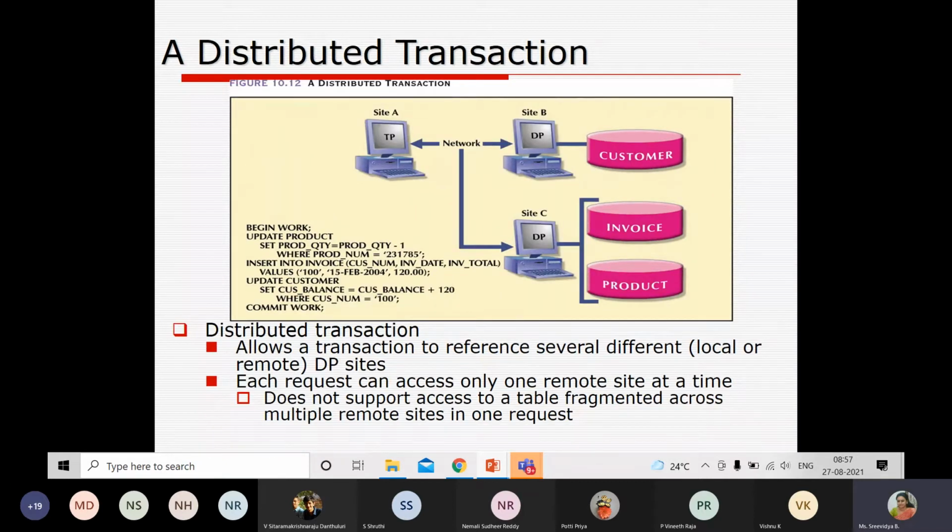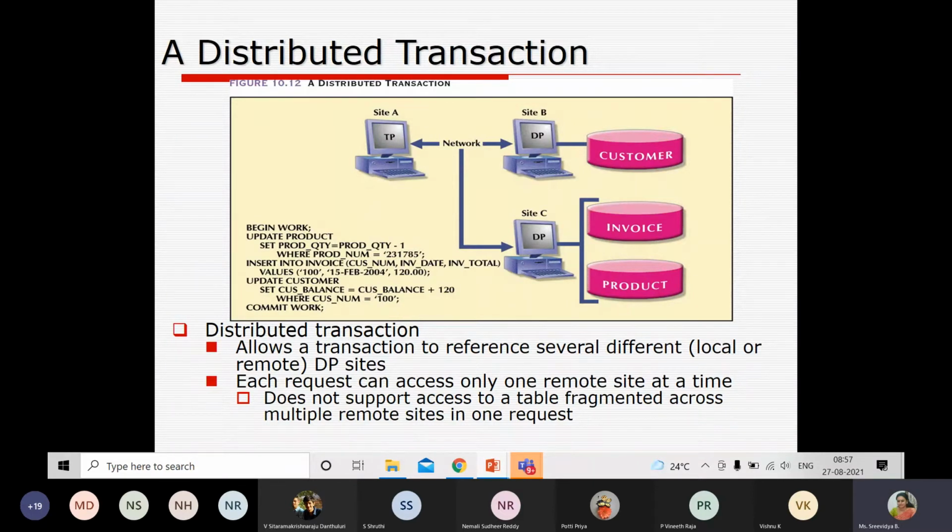Now, next one is a distributed transaction. When we say a request and a transaction, there is a difference. A request is always associated with a select operation. You are trying to fetch some data. A transaction can involve all your update, insert commands and other things. So now your transaction is something like updating product, then inserting one entry into invoice and updating customer. When you look into your distributed database, you identify that there are three sites totally involved: site A, site B, and site C.